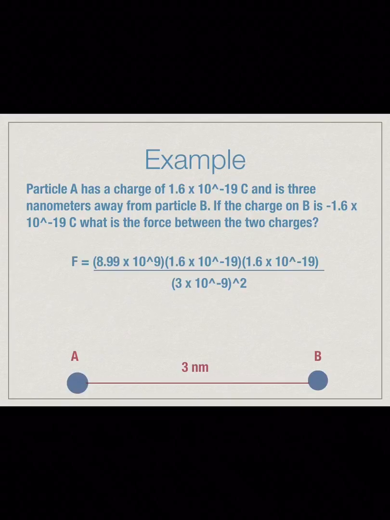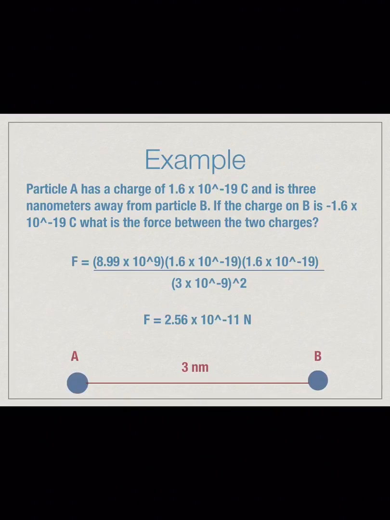Looking at the equation, we have F is equal to 8.99 times 10 to the 9, this is K. Then we have both of our Q's, 1.6 times 10 to the negative 19. And on the bottom, we have 3 times 10 to the negative 9 squared. This is 3 nanometers squared.